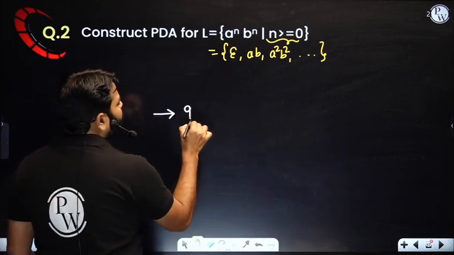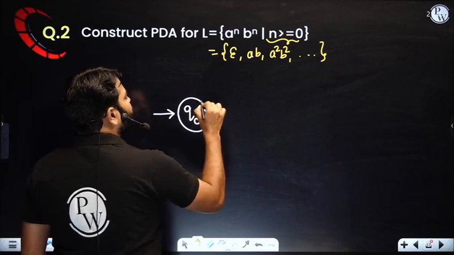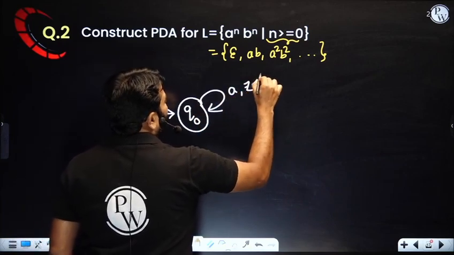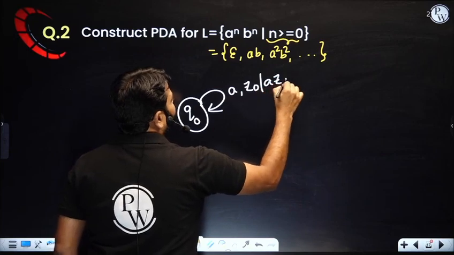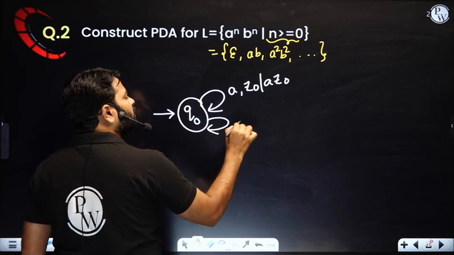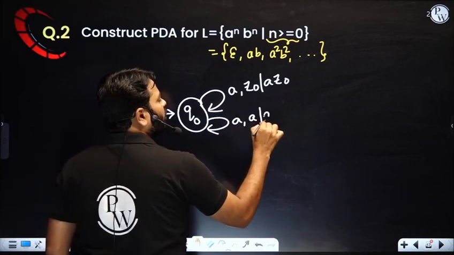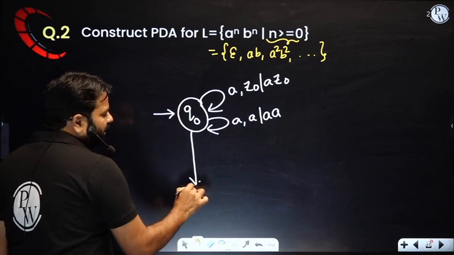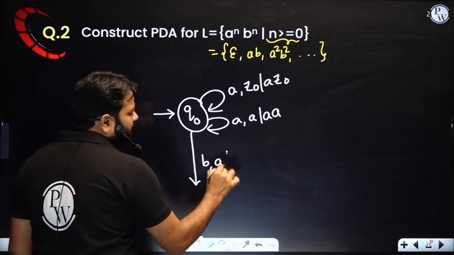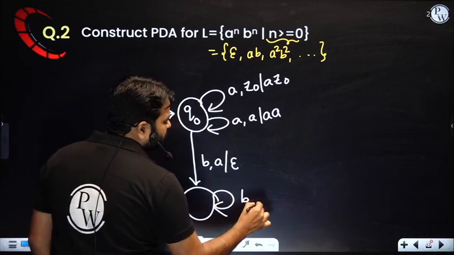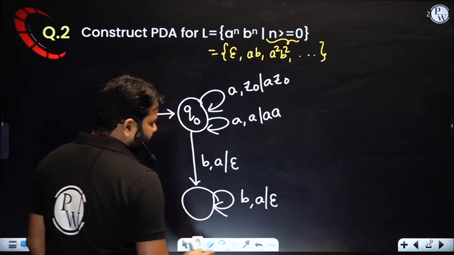I'm just taking the same one from the initial state: A comma Z0. I'll try to design a DPDA. First A, I take this transition. Second A onwards, I take this one, for all the remaining A's. And when B comes, you know that A should be on top of the stack. Any B comes, then A should be on top of the stack, pop it.